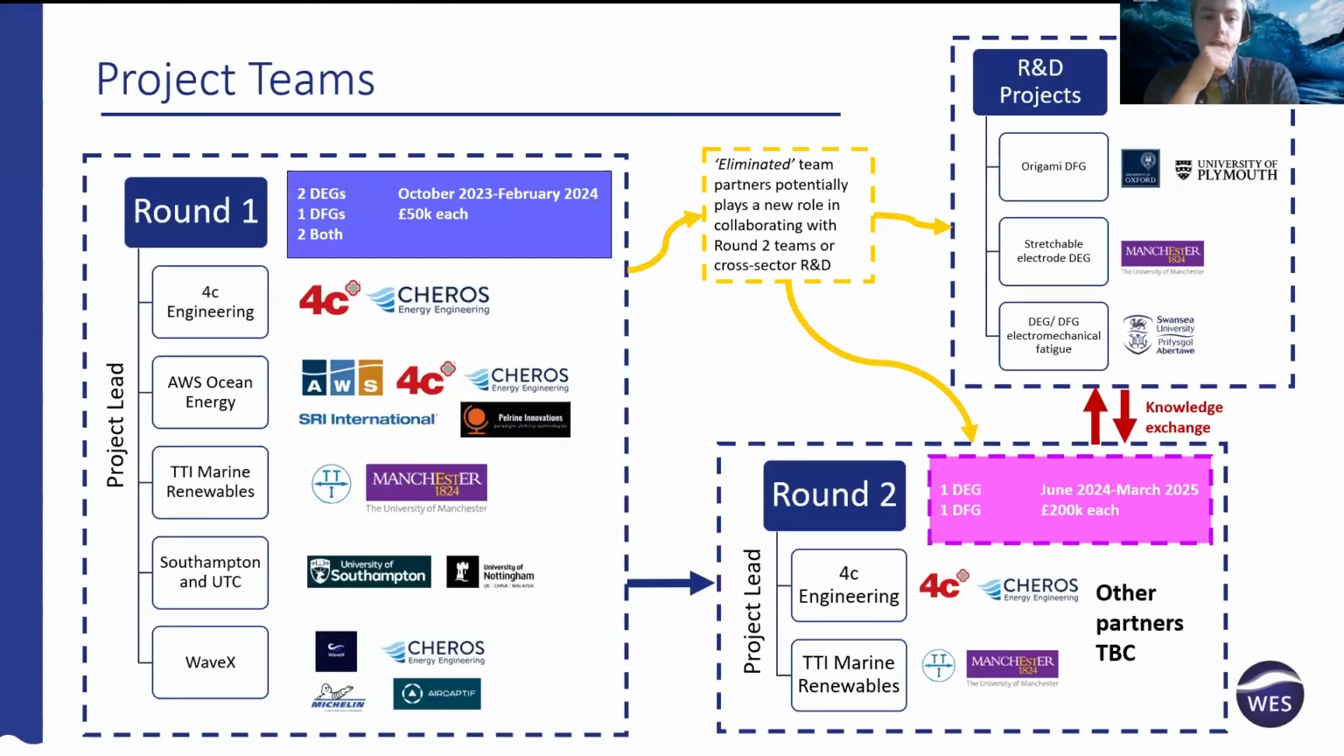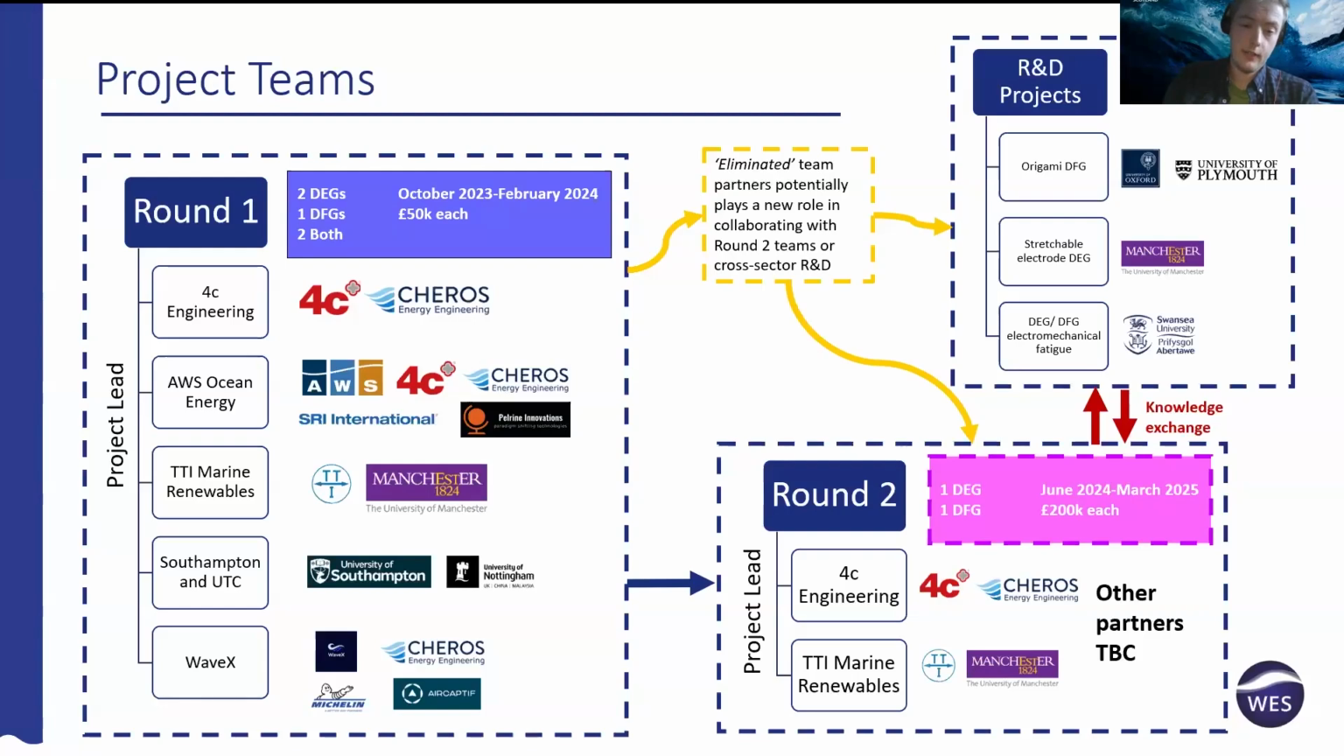So this is a flow chart of the whole project and all the people involved. I've been talking about round one. In round one, a 14-week period from October to February this year, each team was awarded £50,000. There were 5 teams involved, with a range of technology studied. We had both dielectric elastomer generators and dielectric fluid generators, so there's not far off a 50-50 split in what's been analysed from each team.